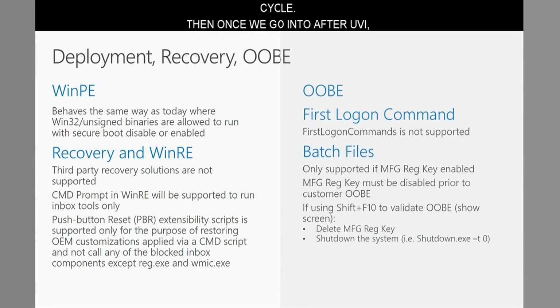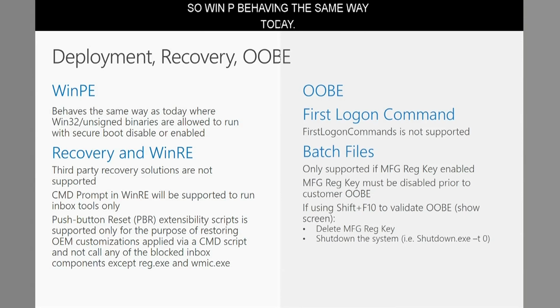This is also the same slide. I didn't change anything from the last WinHEC conversation. So WinPE behaves the same way today, where WinPE unsigned binaries are allowed to run with secure boot disabled or enabled. We recommend it off, but it will work even with secure boot on.